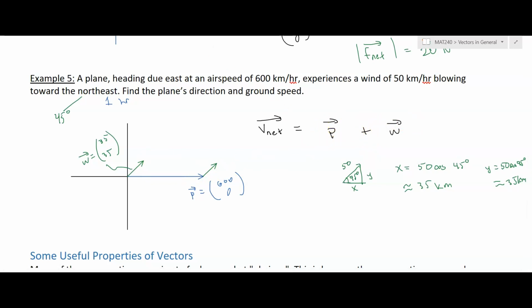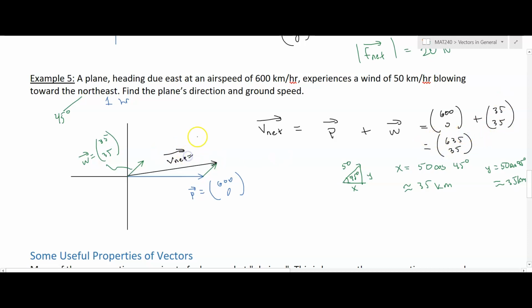And so to add those, let me just go ahead and draw that vector here. So there's the v net that we're looking for. And v net is going to be the sum of these two vectors, which we just found to be 600, 0 and 35, 35. And so that's going to give us 635 and 35 as the v net vector. Okay, so once again, in the course of 1 hour, we would expect the plane to move 635 kilometers east and 35 kilometers north. And the extra 35 there is, again, just because of the wind.